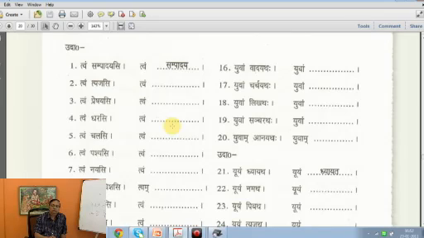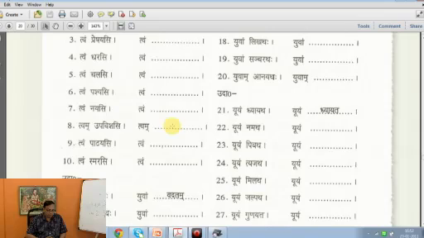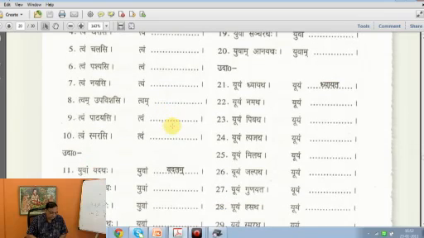Yuvam Anayatha, you both are bringing. Yuvam Anayatam, you both bring. This is how, in the second person dual number, Dvivachana, Madhyama Purusha. And plural now, Yuyam Dhyayatha.